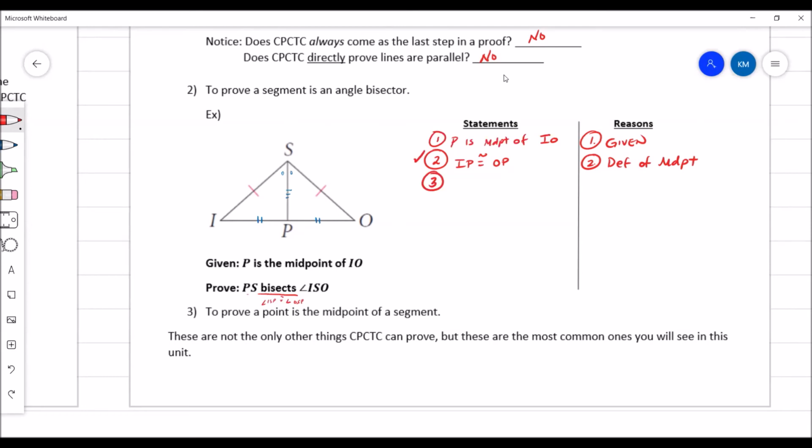Number 3, I'm going to use the other given that they gave us. IS is congruent to OS. And that was given information. We didn't have to work for that. They already told us at the beginning. But we got to say something's congruent to something else. And then PS is congruent to PS. And that's the reflexive property.